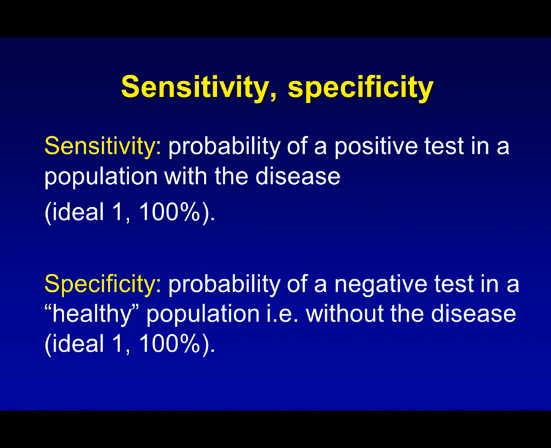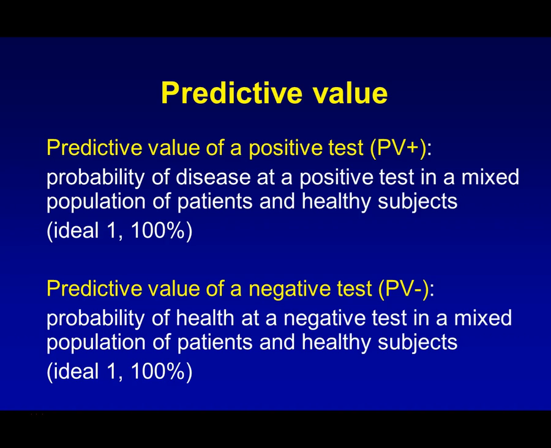Sensitivity can also be stated as the probability of a positive test in a population with the disease. This ratio is ideally 1 or 100%. The specificity is to determine health and can also be stated as the probability of a negative test in a healthy population, in other words, without the disease. This we also would like to be 100%.